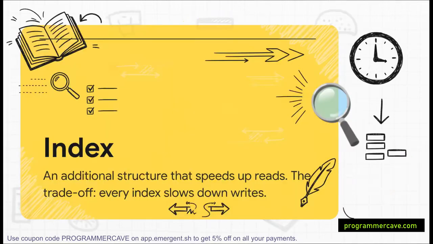So, how do we fix these horribly slow reads? Well, we use an index. It's exactly like the index at the back of a textbook. Instead of reading every single page to find what you want, you just look up the topic in the index and it tells you exactly which page to jump to. But, and this is a big but, this speed comes at a price. Every time you add new data to the book, you also have to update the index. And that's the fundamental trade-off. Indexes make your reads way faster by adding a little tax to every single write.